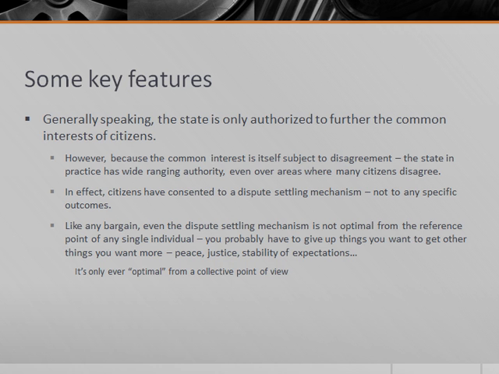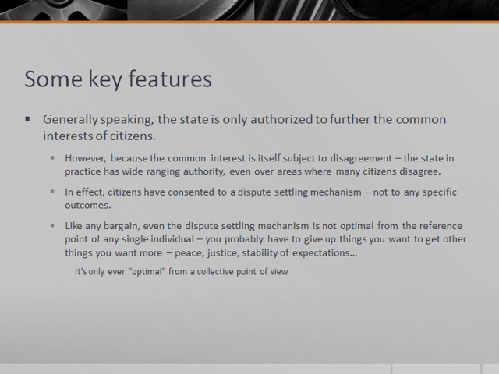Now, in effect, what citizens have consented to is a dispute settlement mechanism, not to any specific outcome. So you haven't consented to a state that's going to protect, say, life, liberty, and property. What you've really consented to is probably something like a procedure for settling questions about what the state should do, including how it should protect certain vital interests of yours.